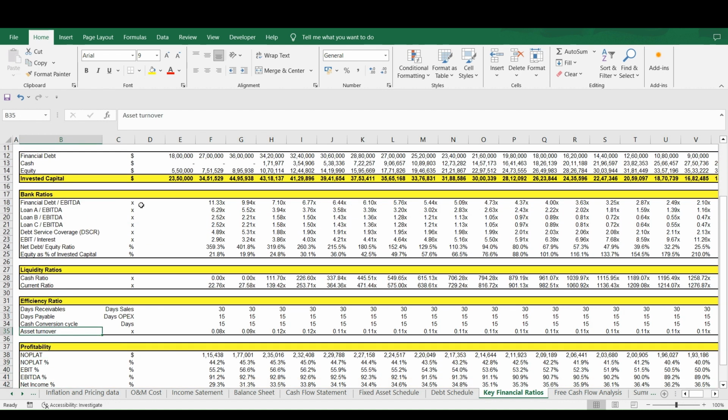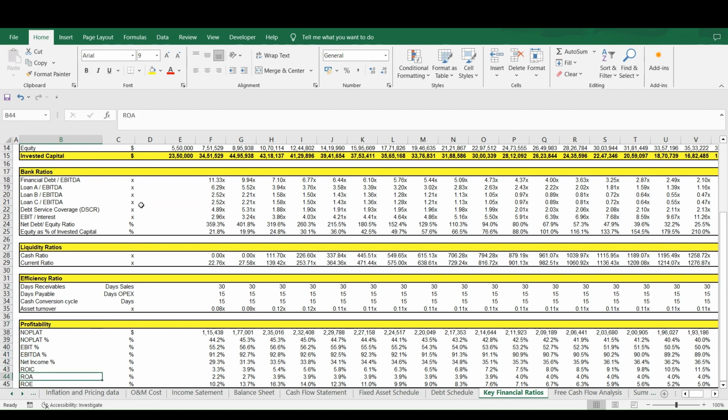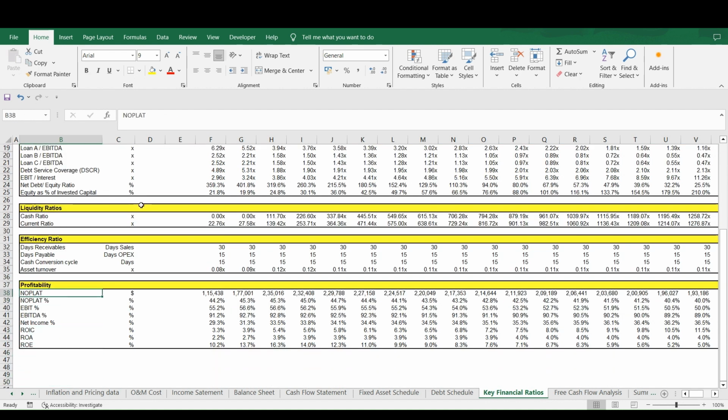This is what shows us. And we have days receivable, days payable, and an asset turnover ratio. When we talk about the profitability of the company, we have net operating profit, and we have the percentage in EBIT, EBITDA, other income, return on invested capital, return on assets, return on equity, and so on.